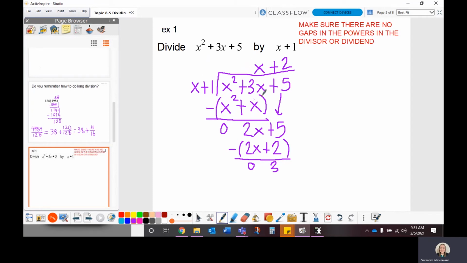So we can rewrite this as x, oh, that's a big line, x plus 1, and then plus, it's a remainder of 3. Oh, shoot, excuse me, guys. It's an x plus 2. I was looking at the wrong side, so it's x plus 2, because that's what we got up here. And then plus 3 over our original divisor, which is x plus 1. Okay.